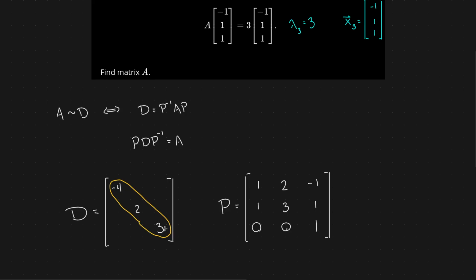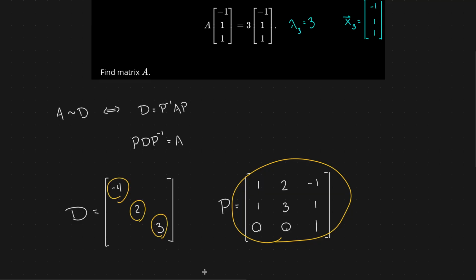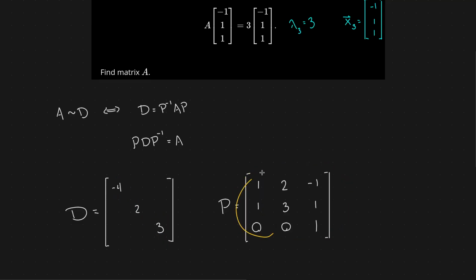The diagonal entries of matrix D have to be eigenvalues. The order doesn't matter as long as they're all there. The columns of matrix P have to be the eigenvectors of matrix A that correspond to the diagonal entries of matrix D, the eigenvalues in matrix D. But these can be any eigenvectors, so long as they're linearly independent. So scalar multiples are fair game, for example.